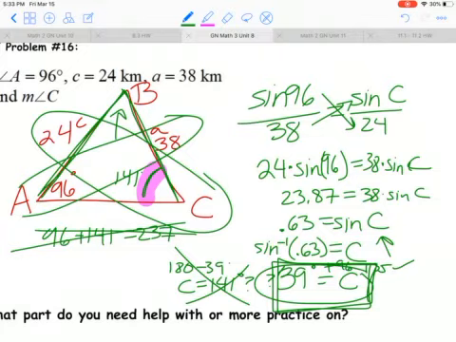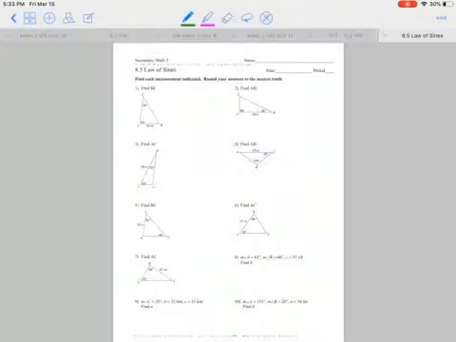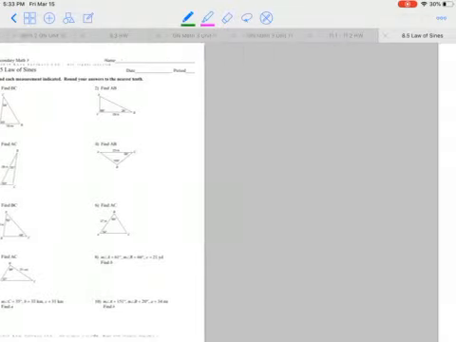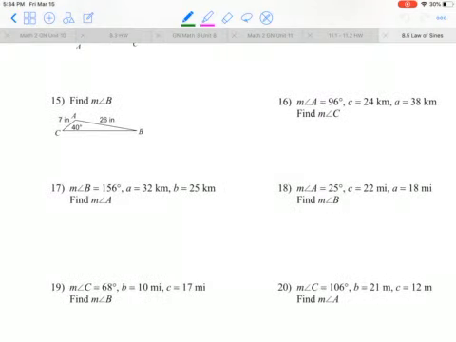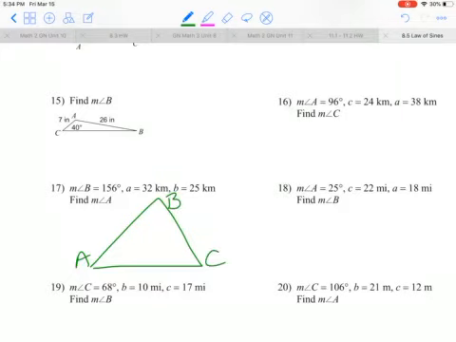Let's try one more example problem so you can see it. Let's see if I can find one that is ambiguous. Okay, so here we've got A, B, and C. We want angle A, we know angle B. Angle A is across from 32, angle B is 25. So if you look, side, side, this angle we don't know. So it's going to be ambiguous. So we're going to set it up.